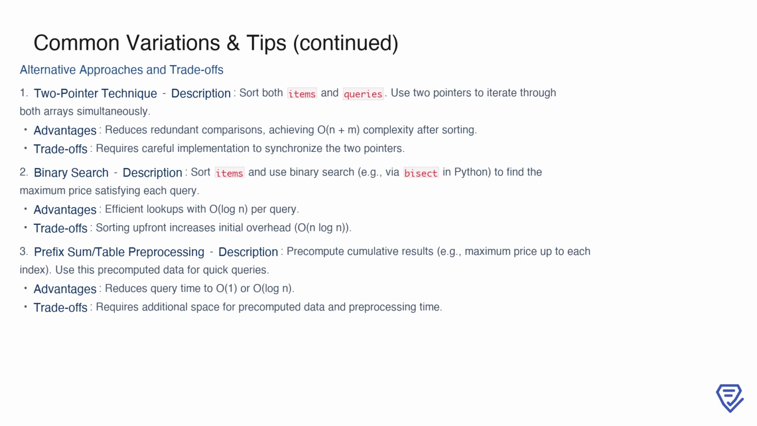Finally, you might consider using prefix sums or pre-processing tables to store cumulative results, such as the maximum price up to each index. This allows for quick query resolutions in O(1) or O(log n) time, but it requires additional space and pre-processing time. Each of these methods has its strengths and trade-offs, so selecting the right one depends on the specific constraints and requirements of your task.